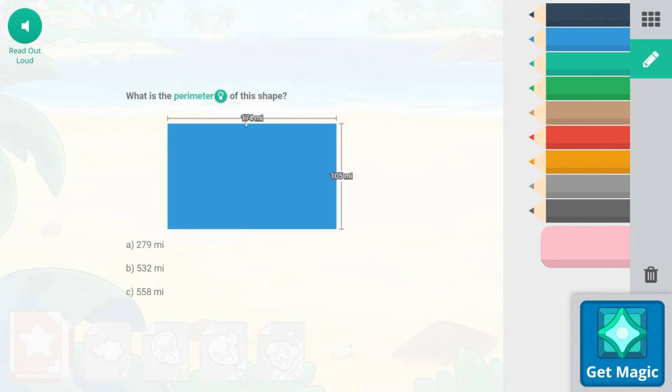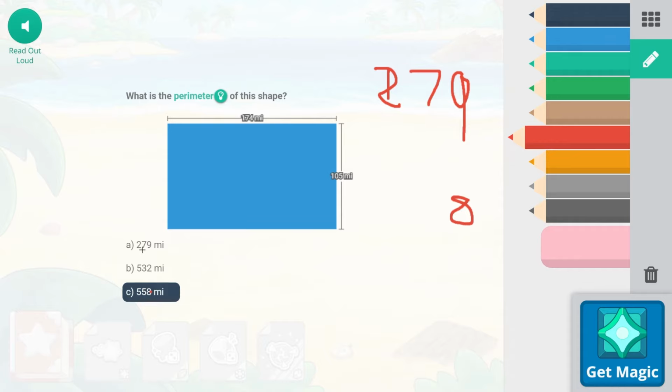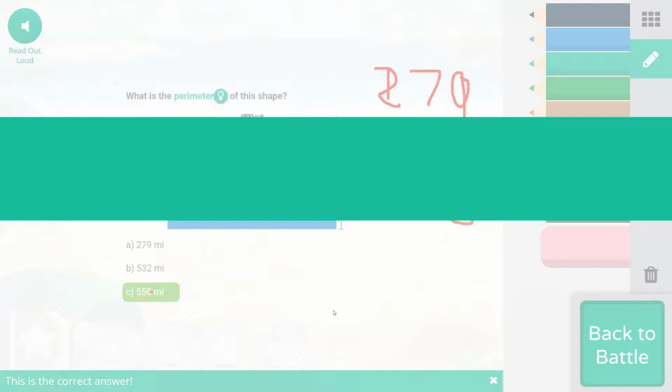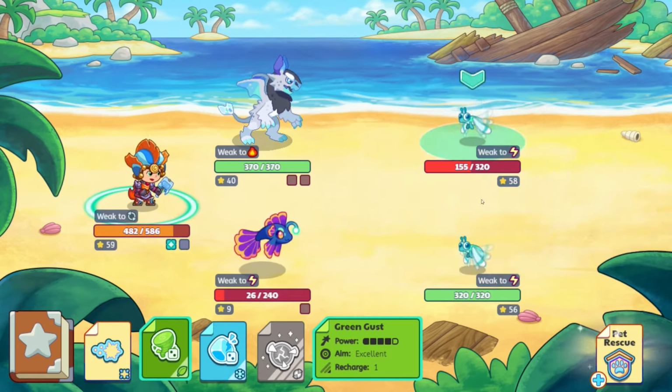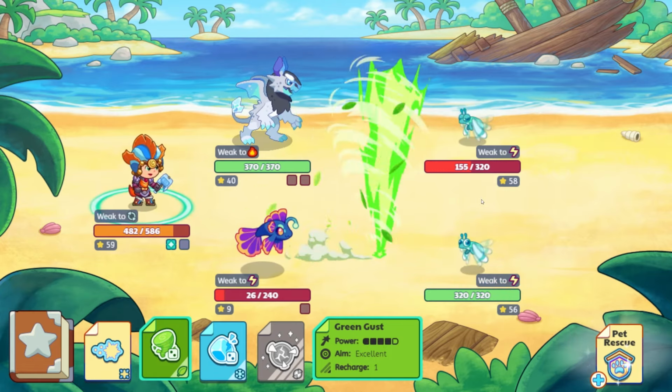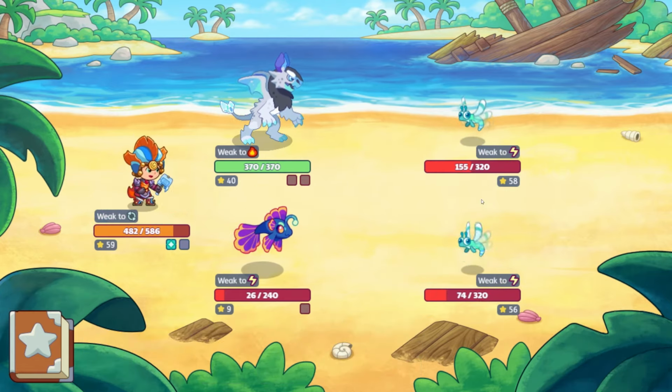And then the perimeter 174 plus 105. That is going to give us 279. Then we have to multiply that by 2, which is going to give us an 8 in the ones place. 9 times 2 is 18. So 558 is going to be the answer. 279 is just these 2 sides. You have to multiply by 2 to get the rest. Woohoo! All right, and let's go ahead and do Green Gust.